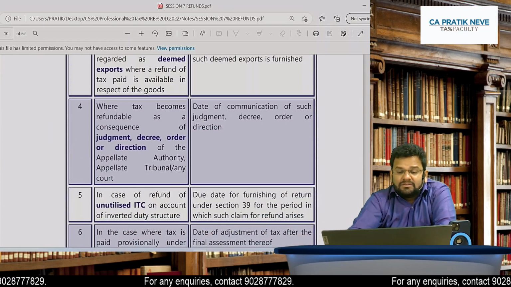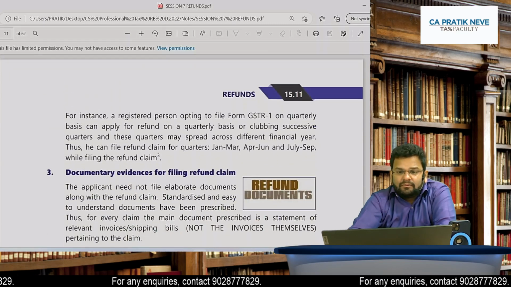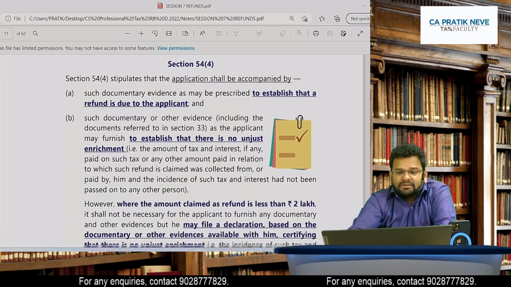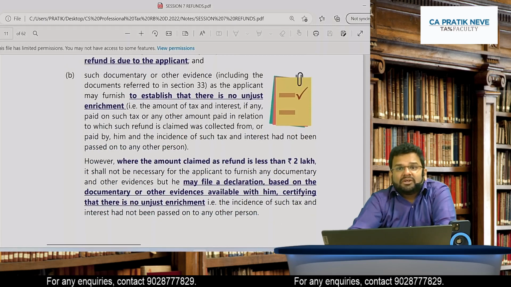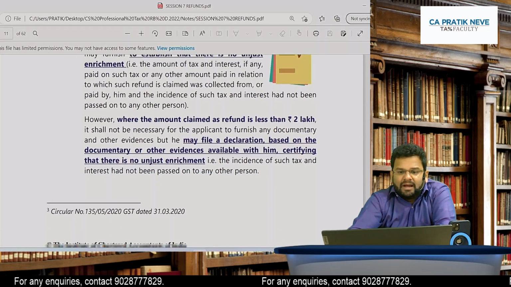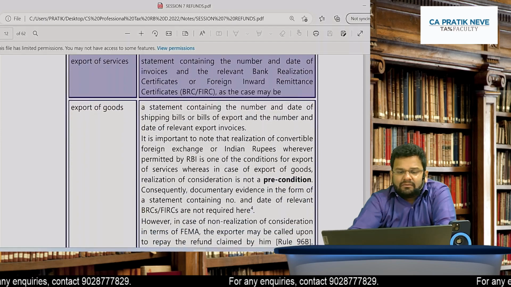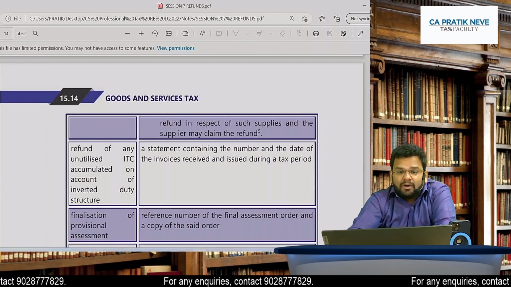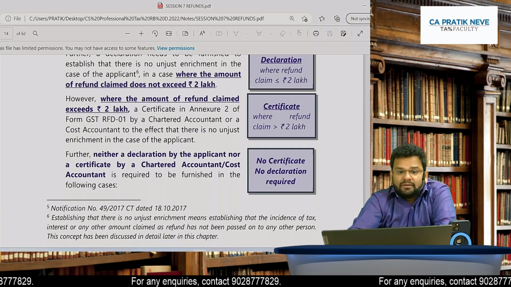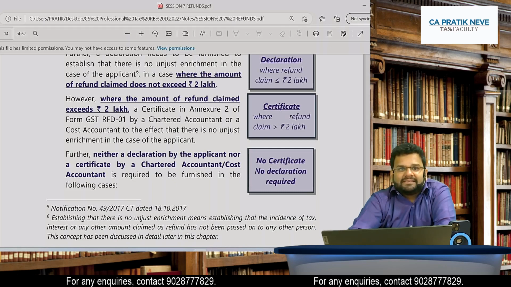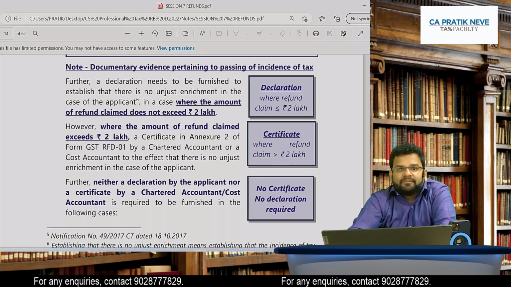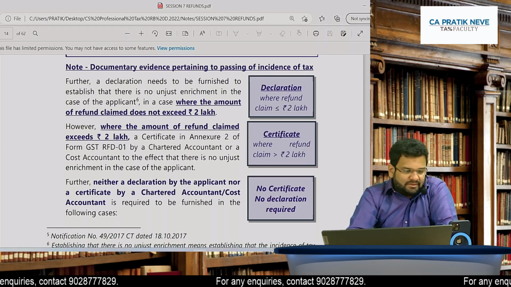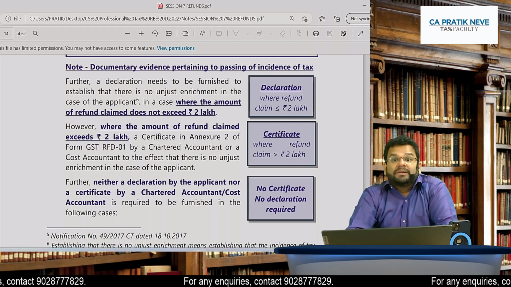Declaration when the refund amount is less than rupees 2 lakhs, check. And certificate from a chartered accountant or cost accountant when the refund amount, yes, exceeds rupees 2 lakhs. Can you see this? Is it clear? Please remember these points.